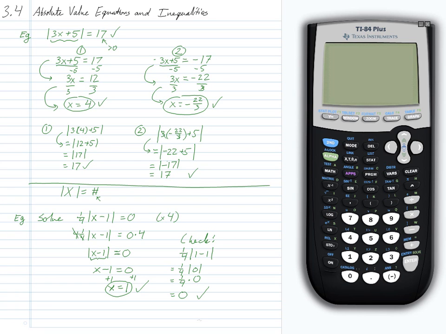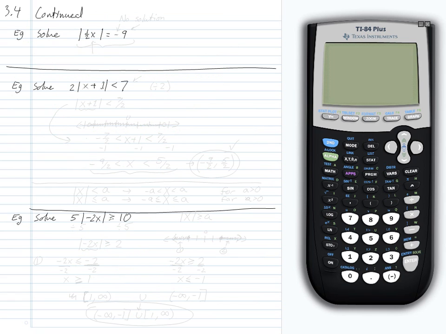So whenever you have an absolute value expression equal to 0, the only possibility is that what's inside the absolute value is itself equal to 0.